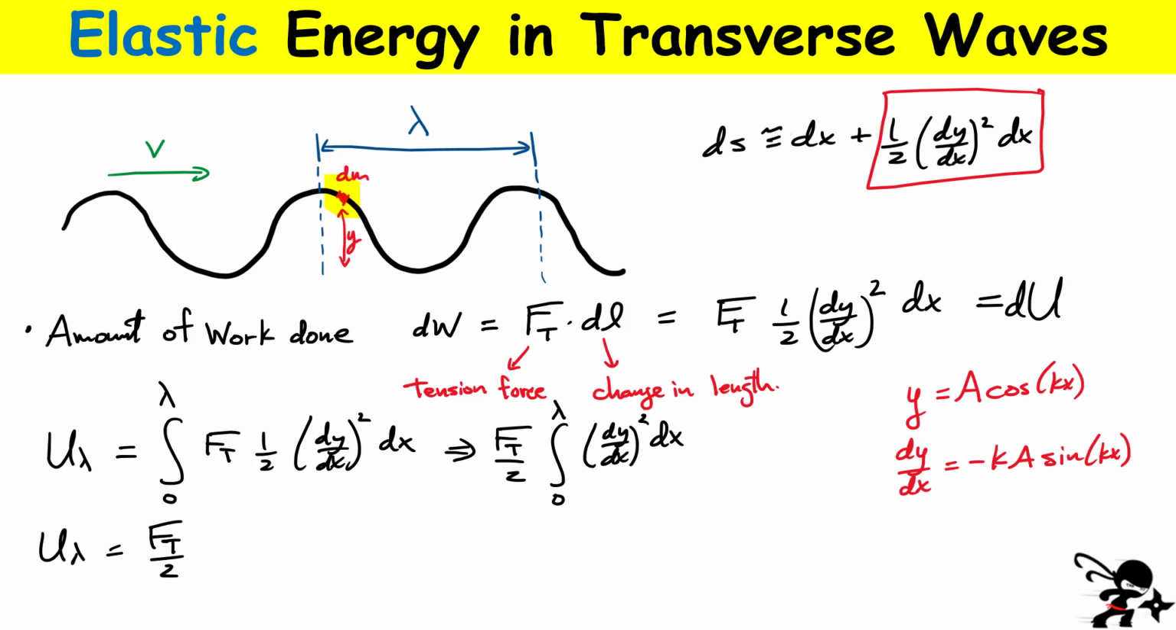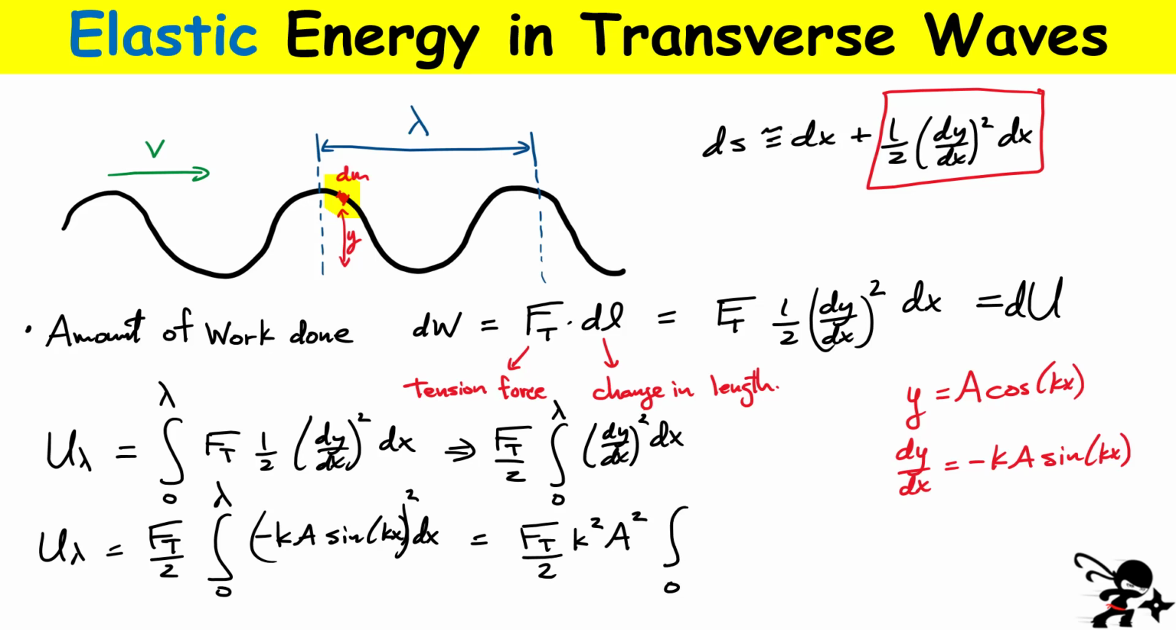So Ft over 2, integrate 0 to 1 wavelength. Now we want to square this term. So it's minus Ka sine of Kx dx. And don't forget to square everything. Now when you square, it'll take care of this negative sign. Then you can bring out other factors to the front of the integral in order to simplify it. So this is Ft over 2. This is K squared. Aha, A squared, that's the amplitude squared again.